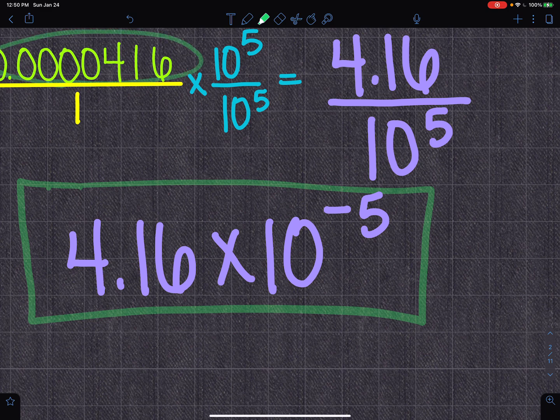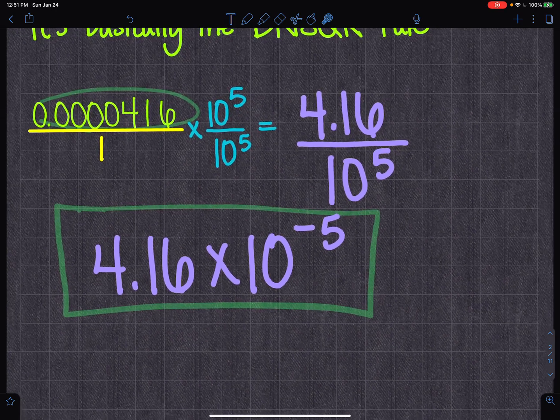But it basically tells you how many times you need to move the decimal so that this number is actually what you think it is. That's it. That is it. So that is really cool to me.